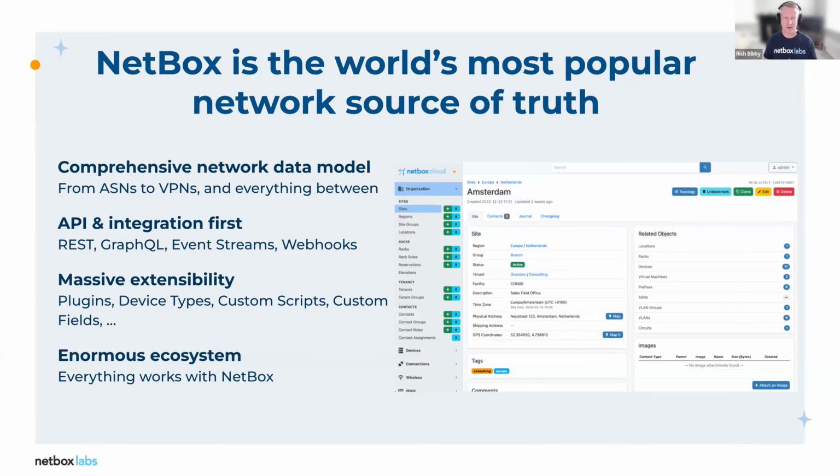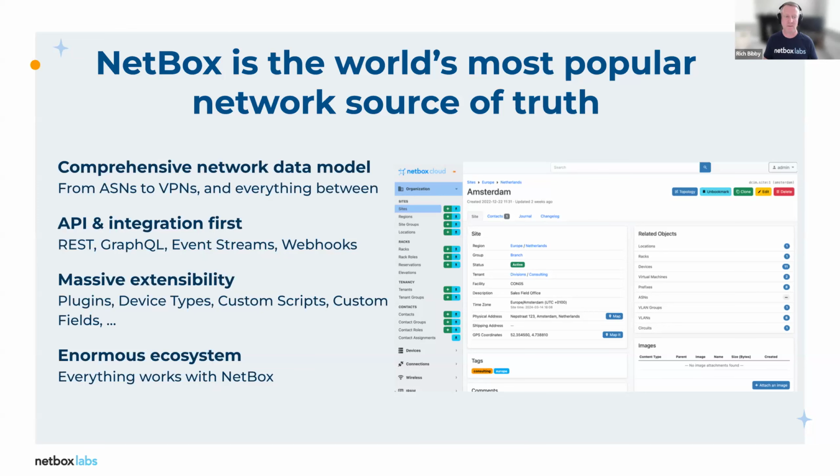You can go from modeling ASNs, going alphabetically all the way through to VPNs and everything in between. API and integration first, which means that obviously it's got the REST API, GraphQL interface. We have things like event streams and webhooks, which are both ways now to get data back out of NetBox as well. So this is why Forward Networks were able to easily integrate their system with NetBox.